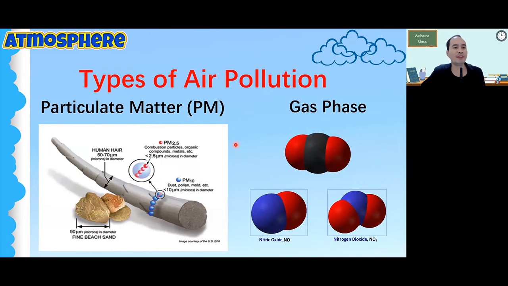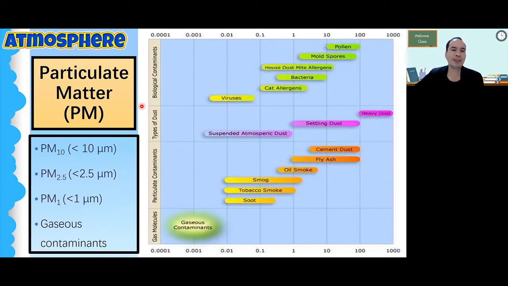Let's begin first with particulate matter, or let's call it PM. Particulate matter refers to tiny particles or dust, which come in different sizes. If you look at the table here, we have the numbers on top. As we go to the right, the size gets bigger, and as we go to the left, the size gets smaller. Also, particulate matter is measured in microns.